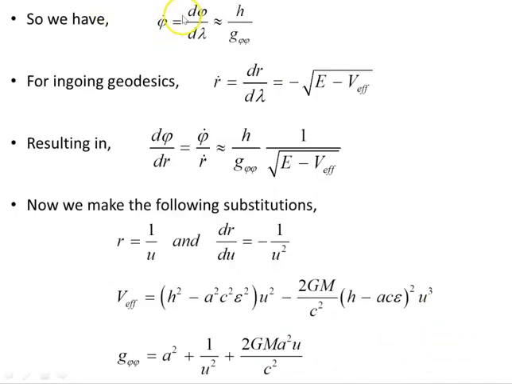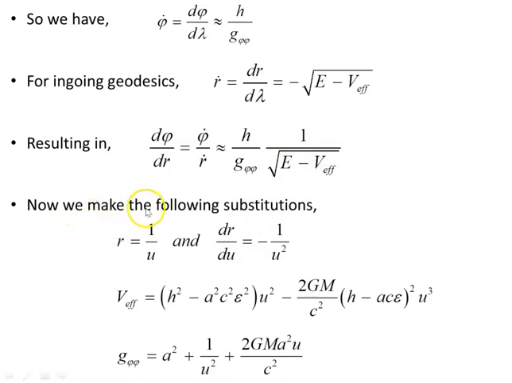Our next step then, so we have phi dot is d phi d lambda is approximately h on g phi phi. For ingoing geodesics, we should point out r dot should be the negative of this. A plus here means an outgoing geodesic, r dot increasing; r dot negative means ingoing geodesic. d phi dr is phi dot times 1 on r dot, so 1 over that. I should have put a minus in there. I've left that out. My apologies. There should be a minus in there.